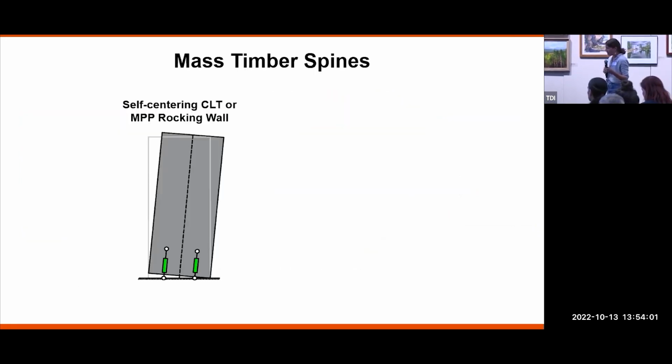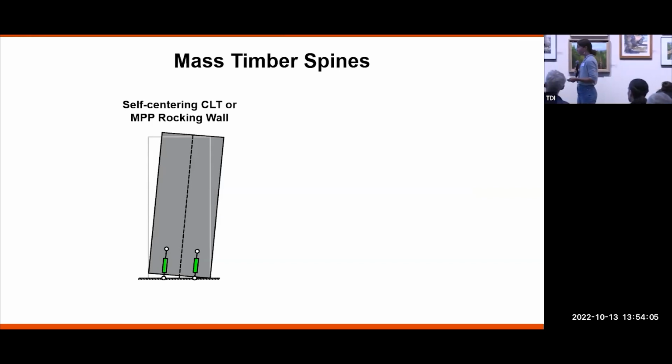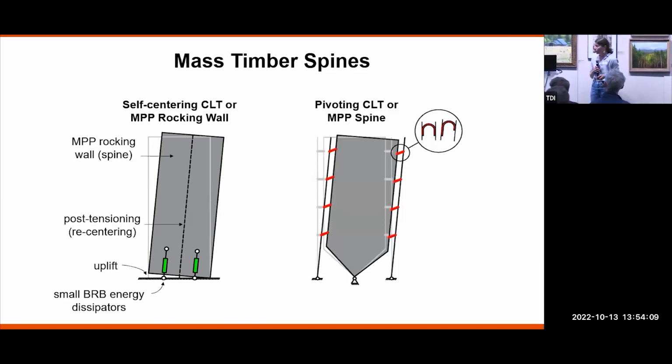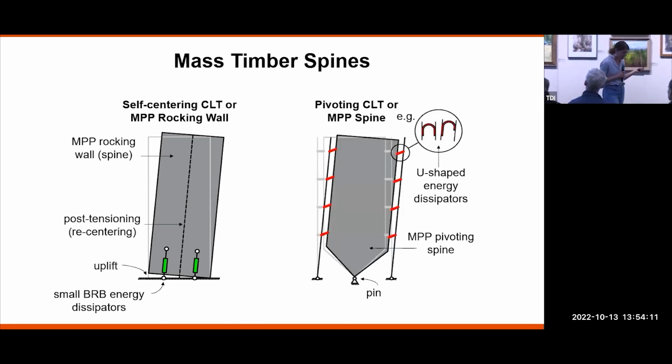So the idea of this mass timber spine is that you have some sort of elastic component running over the height of the structure. And so it could be either rocking and uplifting like you see here, or it could sort of pivot about a pinned base like you see here.